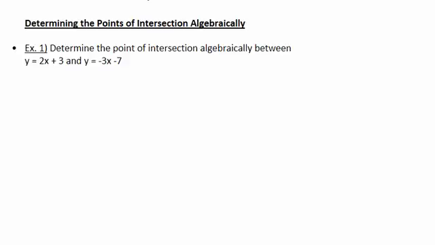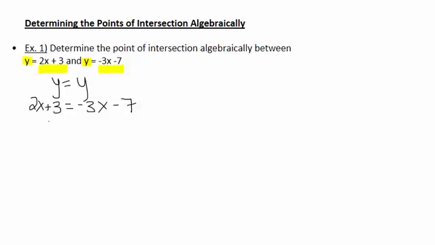minus 7. So I want you guys to notice that each of these lines are written in the same form. They're both y equals something. So because that's the case, we can set y equal to y. So y is equal on this side to 2x plus 3. And over here, y is equal to negative 3x minus 7. So I've essentially just put these two equations equal to each other.